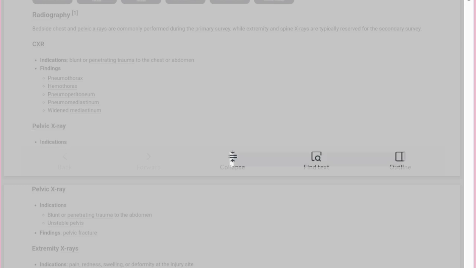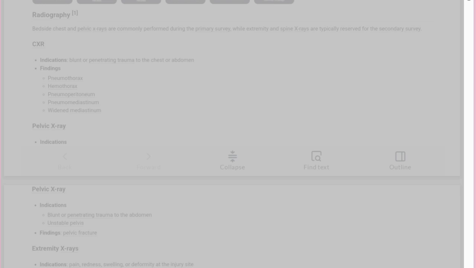Pelvic X-ray. Indications: blunt or penetrating trauma to the abdomen, unstable pelvis. Findings: pelvic fracture. Extremity X-rays. Indications: pain, redness, swelling, or deformity at the injury site. Findings: fracture and/or dislocation.